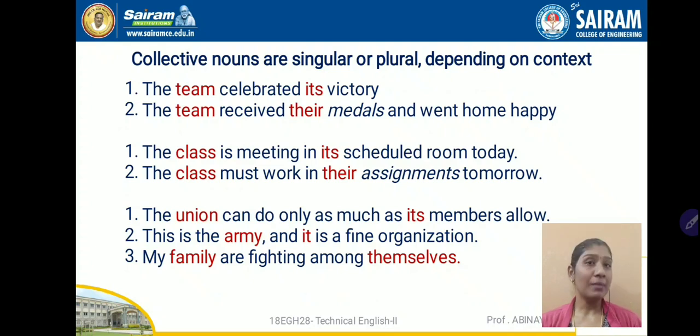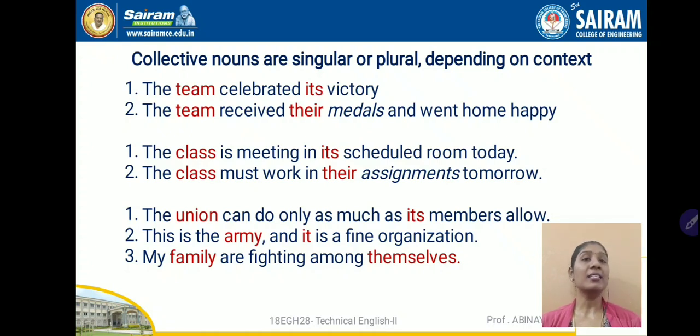Here, the team celebrated its victory. The team is celebrating its victory; it is only one act by the entire team. They are acting as one unit, so we have used "its victory". But here, the team received their medals. Medals is plural, and they went home happily. Why are we using "their"? Because each and every individual in the team is receiving their own medals and going home. So we are using "their", plural, there.